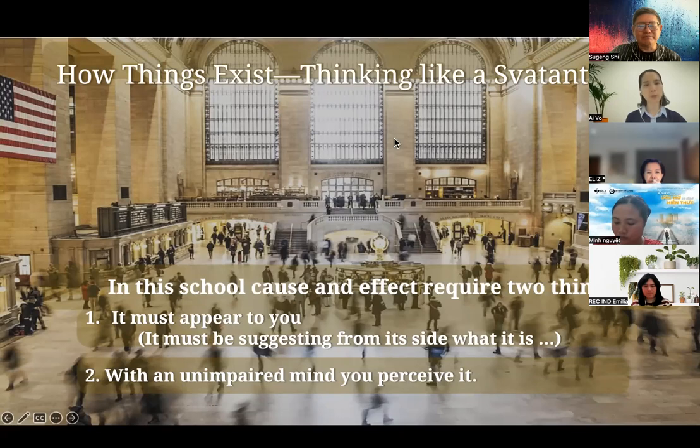Okay, so here we say that the cause and effect in this school require two things. It must appear to you, okay? You see, this sentence itself means what? It means it is coming from its side. It must appear to you with an unimpaired mind for you to perceive it. So now you understand why this is considered lower middle way, right? It must appear to you coming from its side.